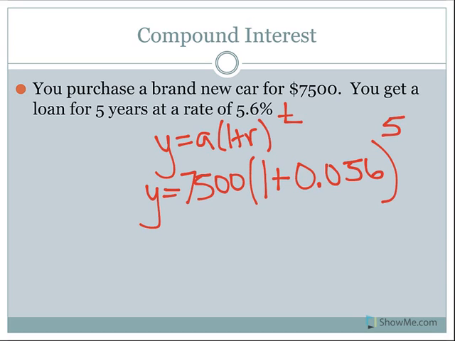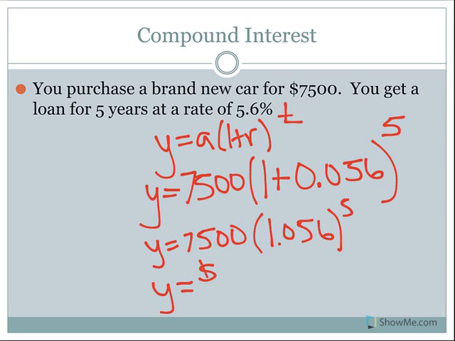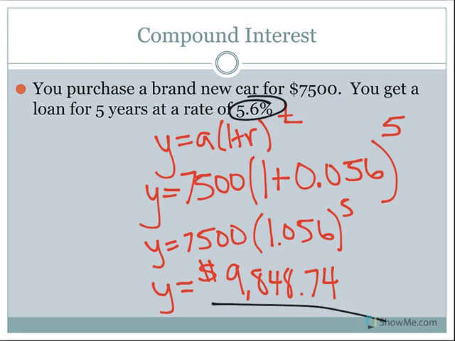So what we're computing here would be the total cost of our loan with the interest over the amount of time. So if we simplify, this would be 7,500 times 1.056 to the 5th power. And plugging that into our calculator, we end up with $9,848.74. So that means that this $7,500 purchase price with our interest is going to cost us this much total over the life of the loan.